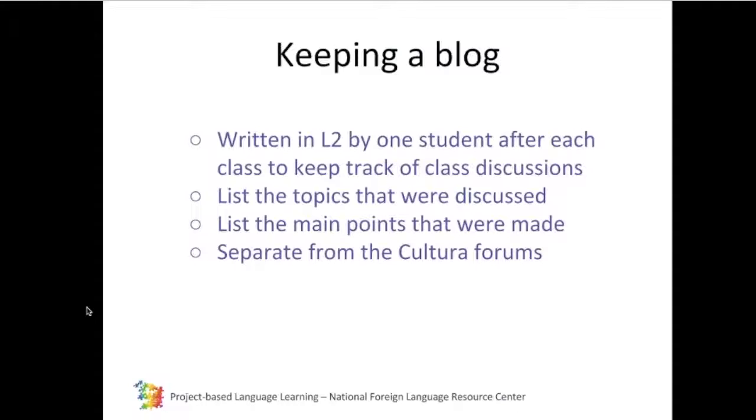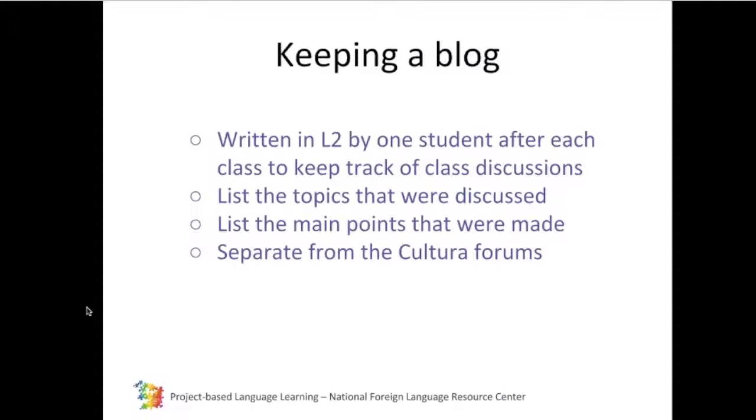And I hope, again, you get a sense of all the things that can be done with images. I want to talk about another element that I use also in class that reinforces the process, which is keeping a blog. I frequently ask one of my students in each class, interns, to keep track of class discussions and to post on the class blog the topics that were discussed and to list the main points that were made. It's separate from the Cultura forum.